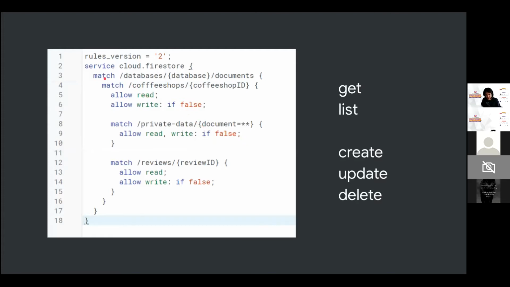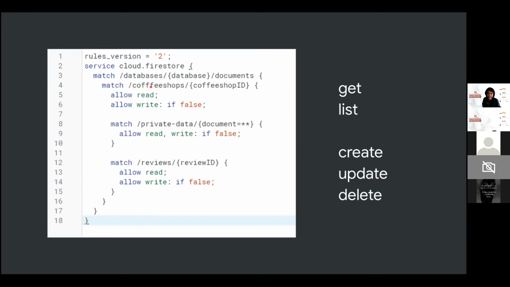Rules are structured like this. They're composed of match blocks. Each match accepts a path. If the path to the document being accessed matches this, then this security rule will be evaluated. We can nest match blocks inside each other to simplify the paths here. So let's take a look. Here we match coffee shops, which I misspelled.